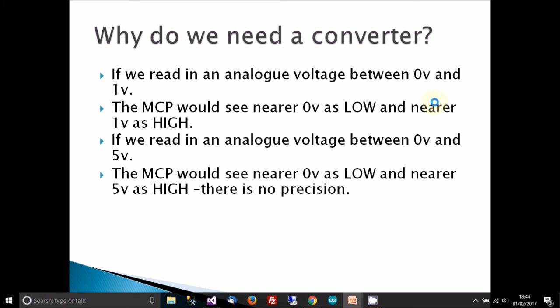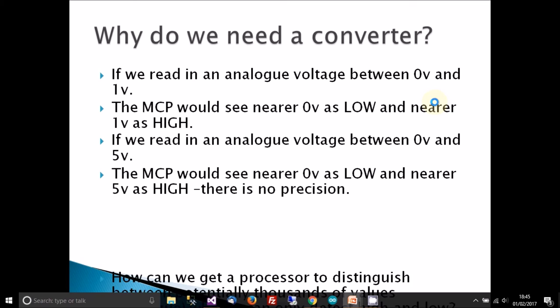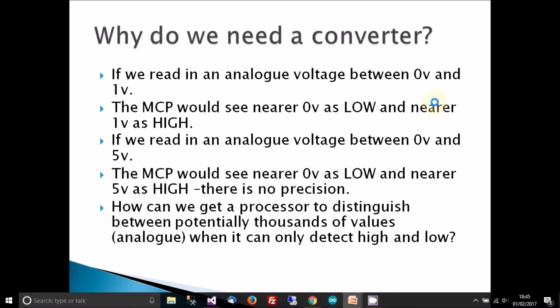Yeah, there's no precision, there's no scale. It's simply high or low. So how can we get a processor to distinguish between potentially thousands of values when it can only detect high and low? So, for example, I said about a door before. If you want to measure how open or how closed a door is, well, how can you do that? Because the processor can only understand if something is closed or open, on or off, high or low. It can't detect scales and it can't detect precision. It has no precision. So, yeah, basically we need to get an analog value and convert it into digital.